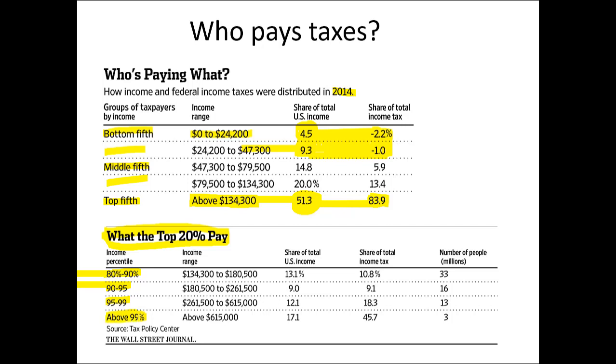So this would be only the top 1%. And in 2014, you had to be earning $615,000 a year to be at that threshold. Those people earn 17% of all income in the country, but they're paying 46% of all the taxes. So almost by themselves, the top 1% of people are almost paying half of all the personal income tax. And that's only 3 million people.